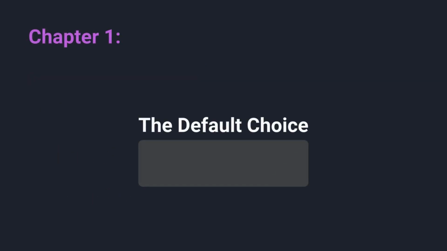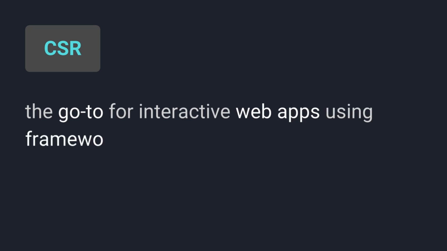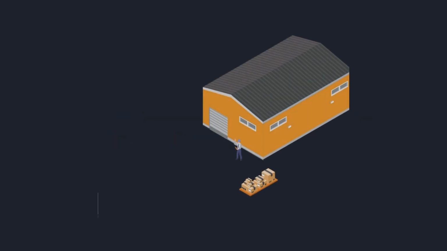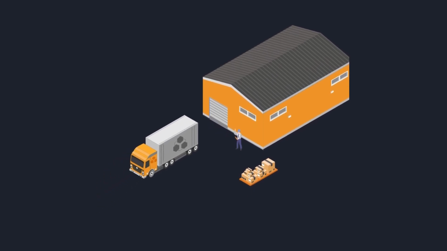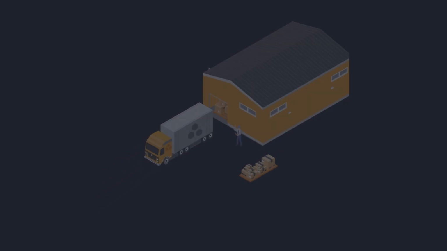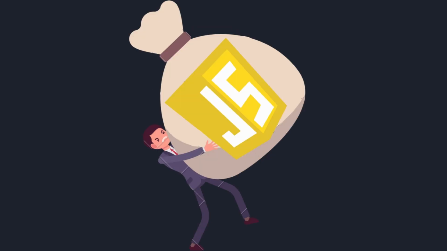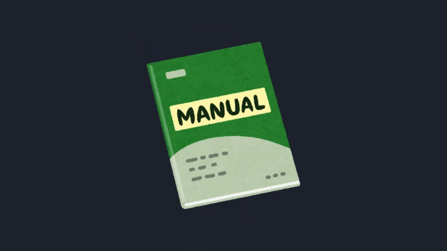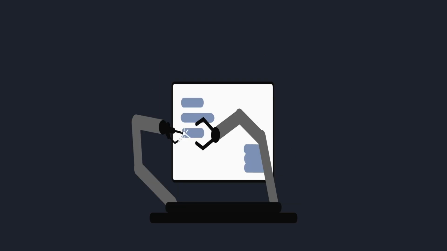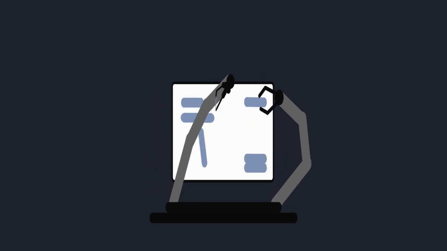Let's kick things off with the one you're probably most familiar with: client-side rendering, or CSR. The go-to for interactive web apps using frameworks like React or Vue. Think of CSR like ordering IKEA furniture. The server drops a flat pack box at your door. Inside is a lightweight HTML frame, a giant bag of JavaScript parts, and a complicated instruction manual. Your browser has to assemble the entire thing piece by piece.